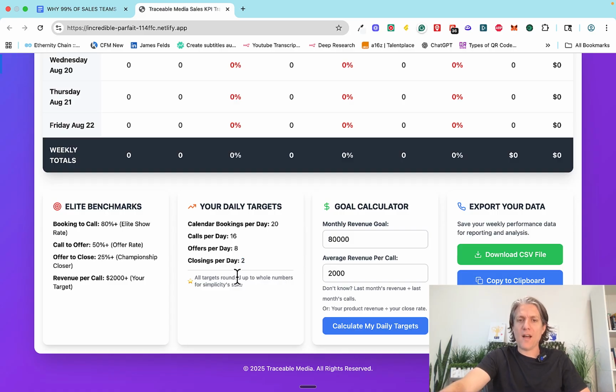So again, these are all rounded up, so it might be a little more, but just for simplicity's sake. Now we're gonna get into the math of how this actually works, and so you'll get a better understanding of how these numbers actually correlate with each other. So again, we're reverse engineering everything.